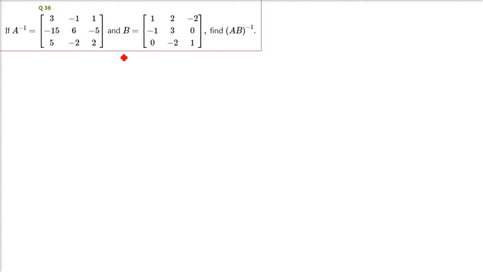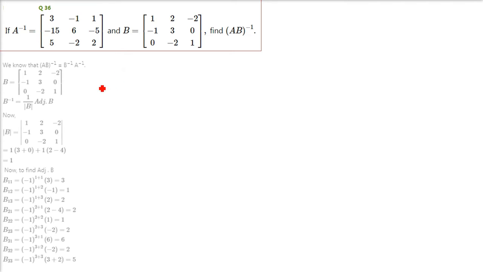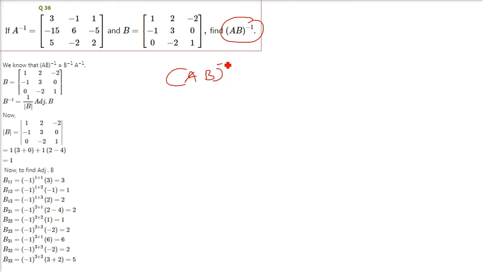Okay, this question we have already seen, but I'll give you a hint here, if you have not done that question, or you might not be able to recall. So AB inverse is nothing but B inverse into A inverse. AB inverse is equal to B inverse A inverse.